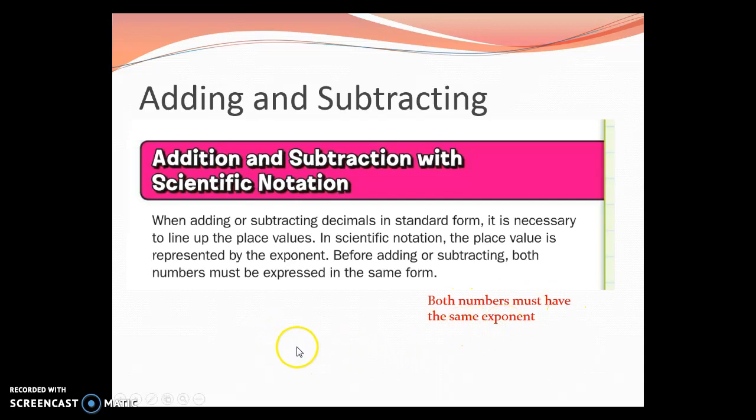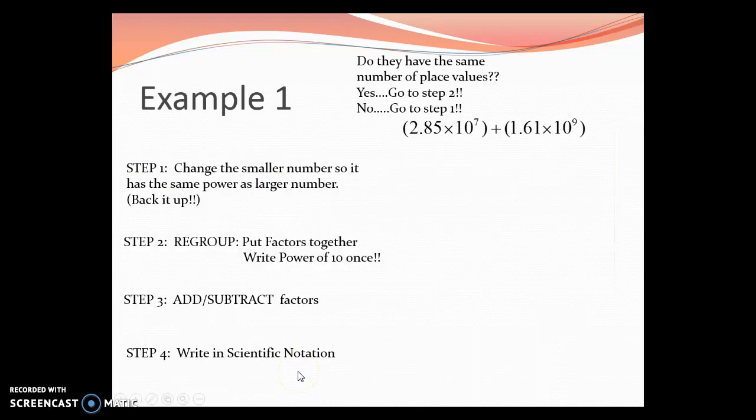So number 1, 5.6 times 10 to the second, plus 3.2 times 10 to the fifth. Those exponents have to be the same before you can add, just like in fractions, your denominator has to be the same before you can add or subtract. So let's take a look at our first problem.